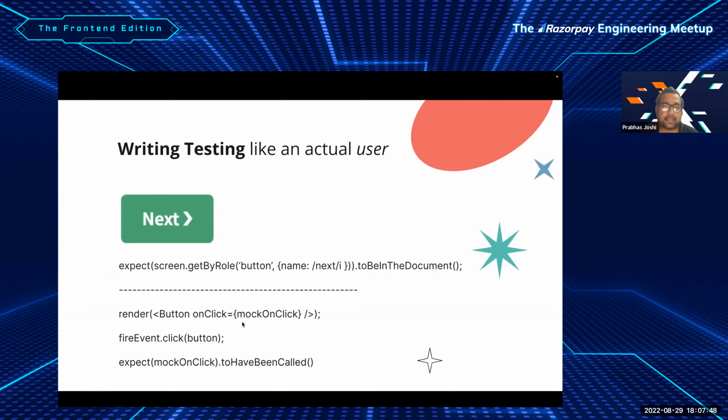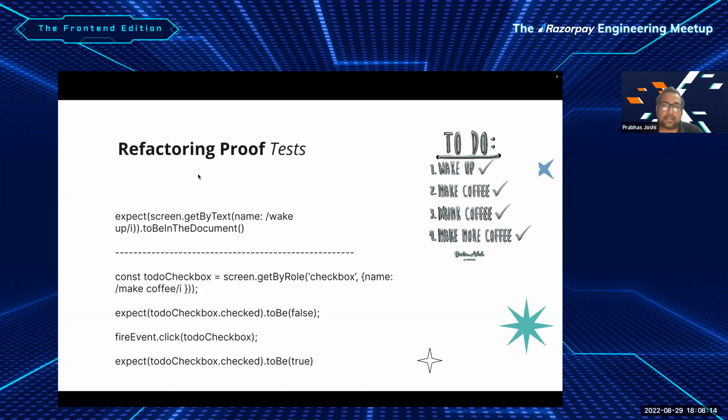The other test I can write is that I can take this button and pass it a mock onClick, then fire the button click, and then expect that the mock onClick has been called. So I'm writing a test like an actual user would use the button, not saying okay, that button is clicked and now some internal state has been set to something else. That's a bad practice. And the other thing is that this is a refactoring-proof test. So what we get is, if you write your tests like this, imagine, let's go over a slightly more complex example than a button.